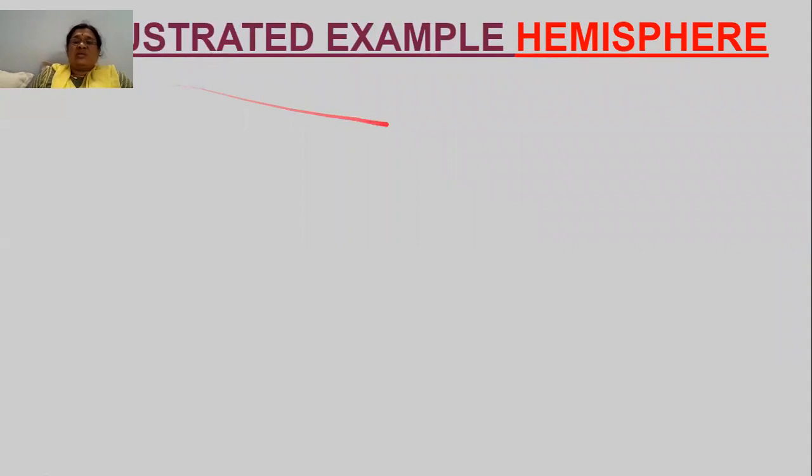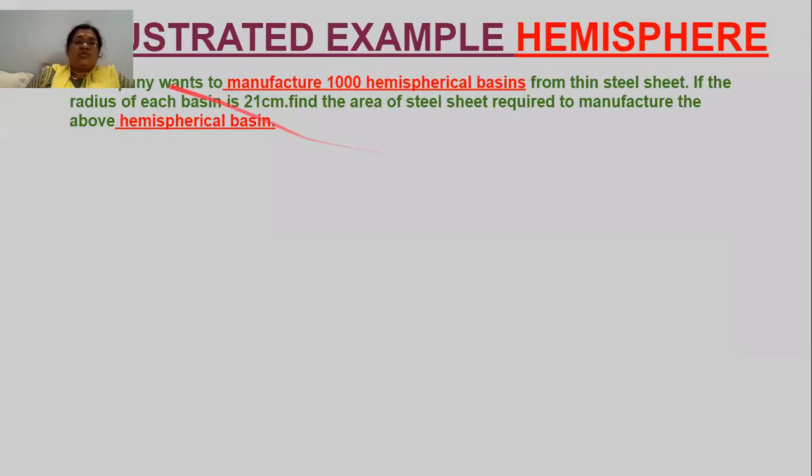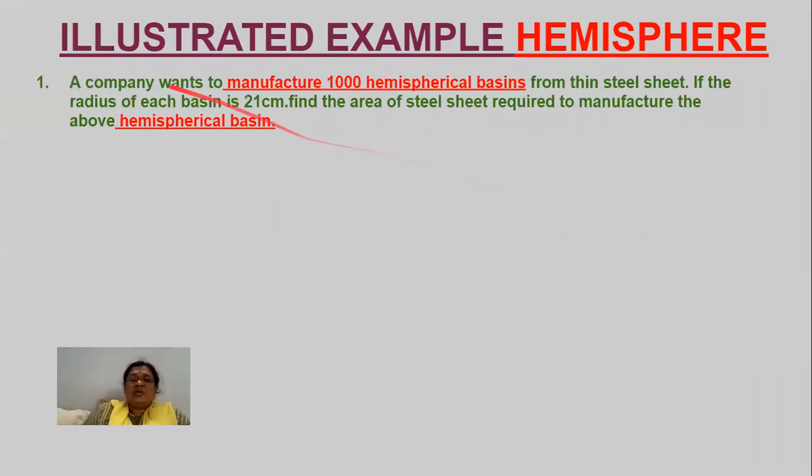See here, we'll move on to one more example. This is an example regarding hemisphere. So this is the question. First we'll read the question. A company wants to manufacture 1,000 hemispherical basins from thin steel sheet. If the radius of each basin is 20 centimeters, find the area of steel sheet required to manufacture the hemispherical basins.